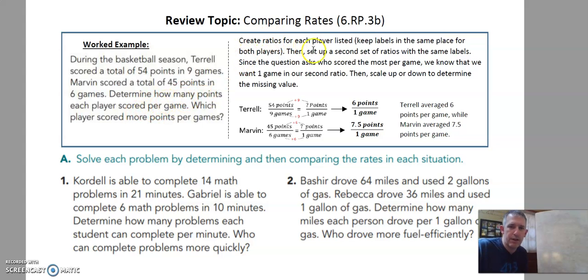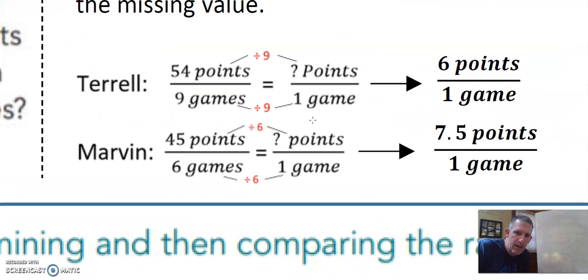Okay, so what we're going to do is create a ratio based on what they said, 54 points per 9 games. So that's our ratio, or our rate, if you will. And then they want to convert that to a unit rate per one game. Okay, so what are we doing here? It's a lot like what we've done in the past few days. Instead of scaling up, we're scaling down. And when we scale down, we are going to divide. Okay, that is the dividing sign. So we're going to divide 9 by 9 and get 1. And so then we have to divide 54 by 9, and we would get 6. So our answer is 6 points per game for Terrell.